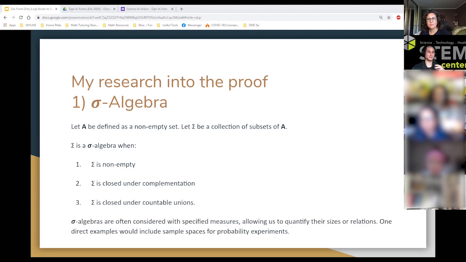Now, this is a lot of heavy jargon, but essentially this is a tool that allows us, so sigma algebra is a mechanism that allows us to consider specified measures, allowing us to quantify their sizes or relations. And so like in the context of a statistics class, we study a thing called a sample space and probability. The sample space is an example of said sigma algebra.